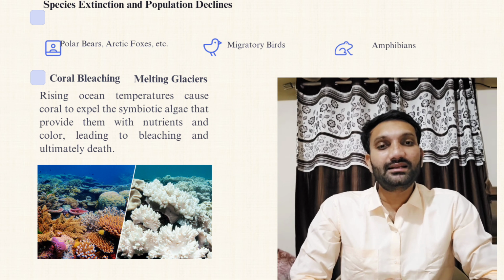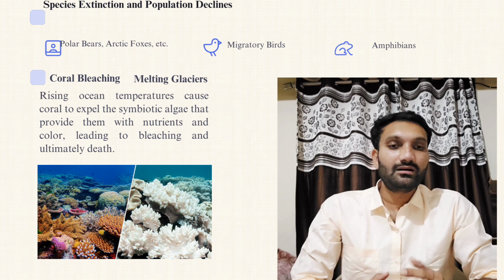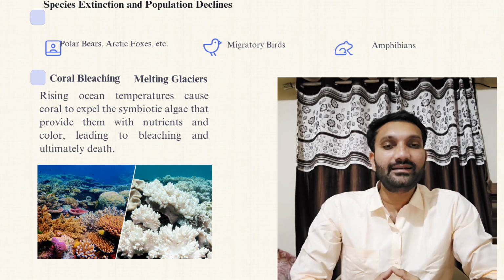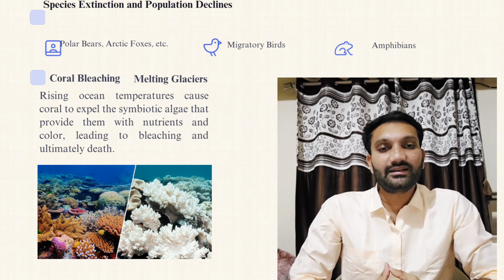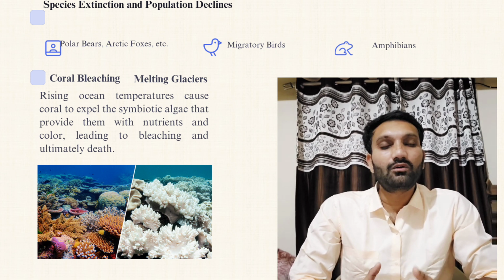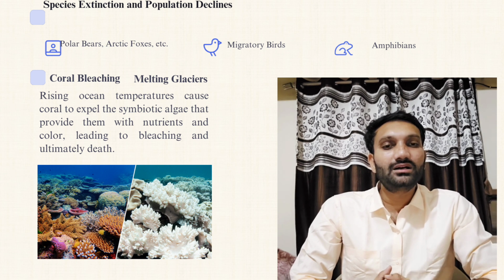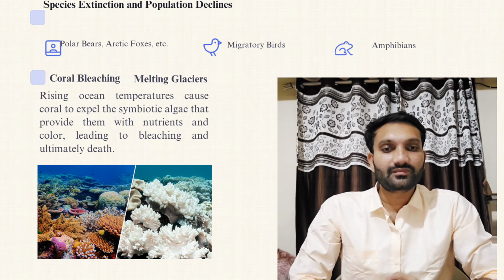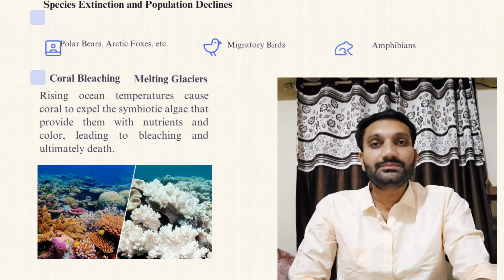So next is melting glaciers. Warming temperatures are causing glaciers and ice sheets to melt at an unprecedented rate, leading to rising sea levels and habitat loss for polar bears and other Arctic wildlife. So we are not able to predict how fast the glaciers are going to melt. These are a threat to the survival of some wildlife present in the Arctic region of our Earth.